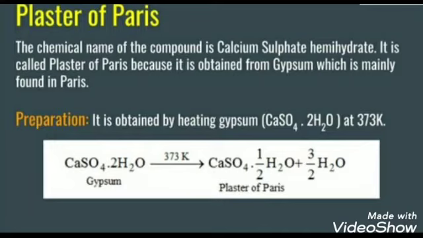The POP is prepared from gypsum by heating it to a temperature of 100 degrees Celsius. When gypsum is heated to a temperature of 100 degrees Celsius, then it loses 75% of water of crystallization and forms plaster of Paris. In the preparation of plaster of Paris, heating of gypsum should be controlled carefully.